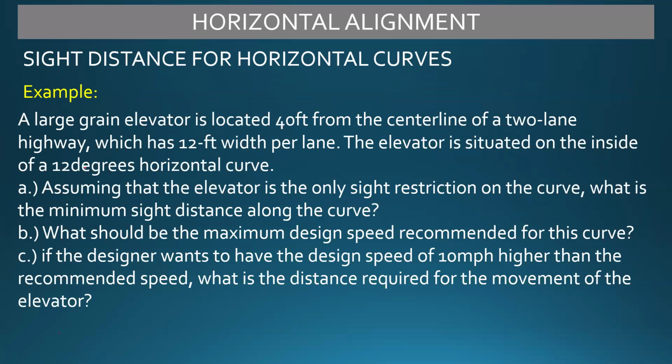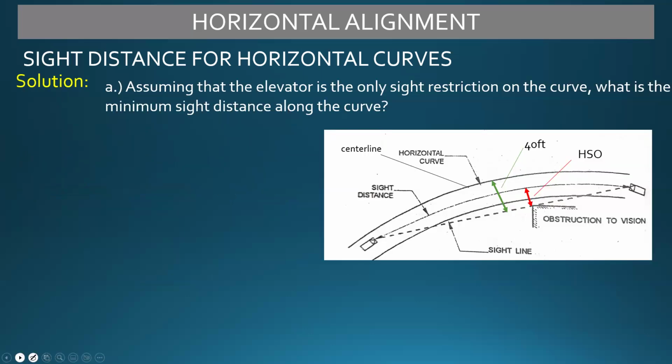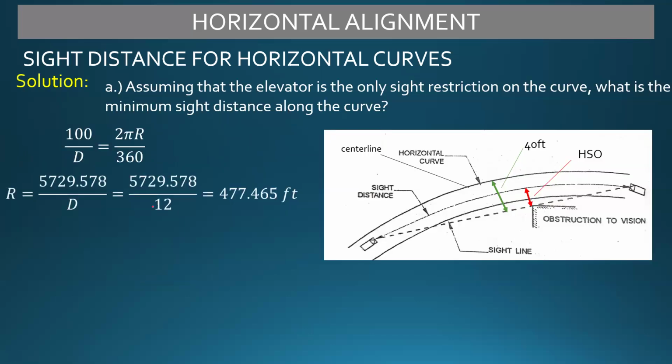Our 12 degrees is the degree of curvature, not the central angle. So that is 12 equals 2 pi R over 360, so R equals 5,729.578 over 12, which is equal to 477.465 feet. That is our radius.